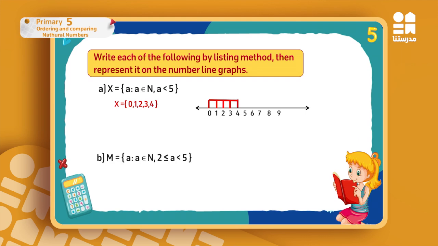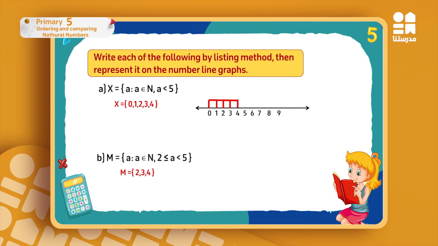Now letter B, I have the set of elements M equals a such that a belongs to N, and here 2 is smaller than or equal to a. It is smaller than or equal, so I will count the 2, and a is smaller than 5. First, I'll answer it using the listing method, and then using the number line. So M is equal to the set of elements 2, 3, and 4.